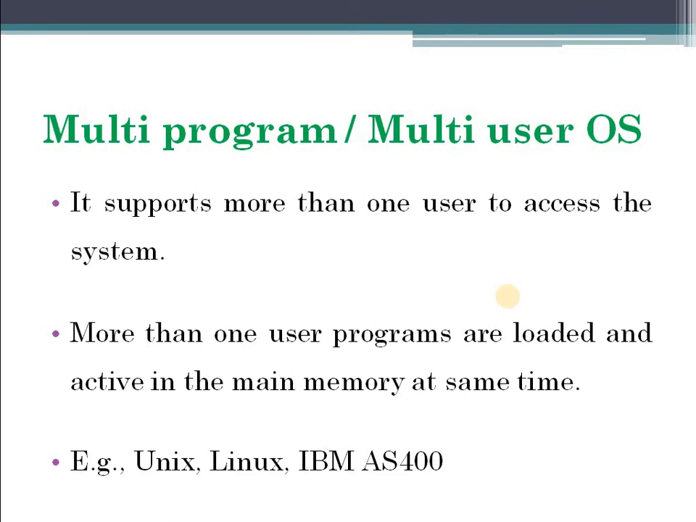Now the next category is multi-program or multi-user operating system. Multi-user means multiple users can work on that OS simultaneously. If multiple users log in, they will get their individual interfaces. So multiple programs are being executed at the same time, simultaneously. More than one user program is loaded and active in the main memory at the same time. Examples of this type of OS are Unix, Linux, IBM AS400.